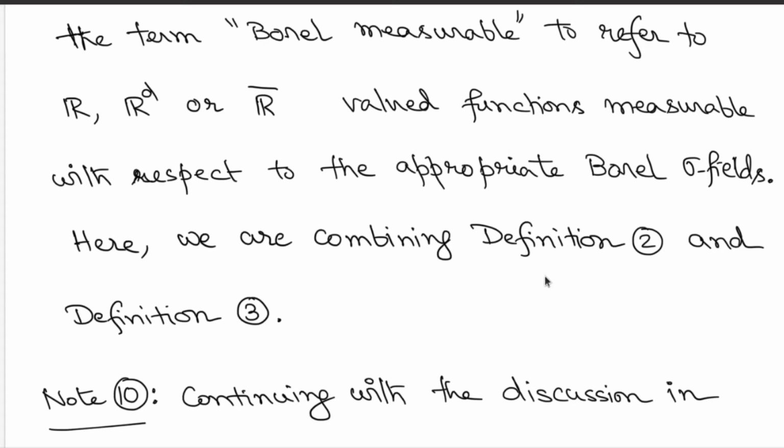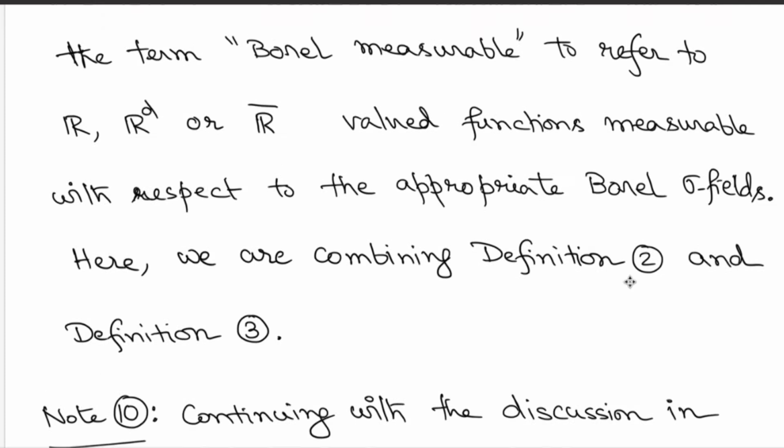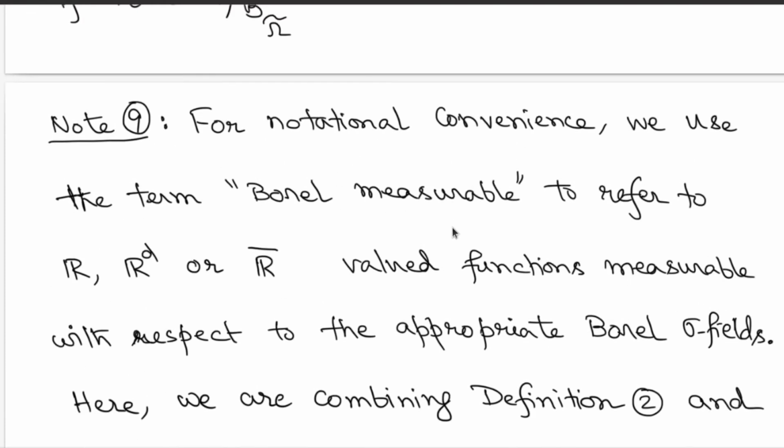Here what we are doing is combining definition 2 that was made in the previous lecture for real valued Borel measurable functions, and definition 3 which we made now. We have just combined them and we call all such functions Borel measurable, and as explained, we are going to look at all such functions which are taking values in either the real line or R^d or R bar, but again it will be clear from the context what your range set is.